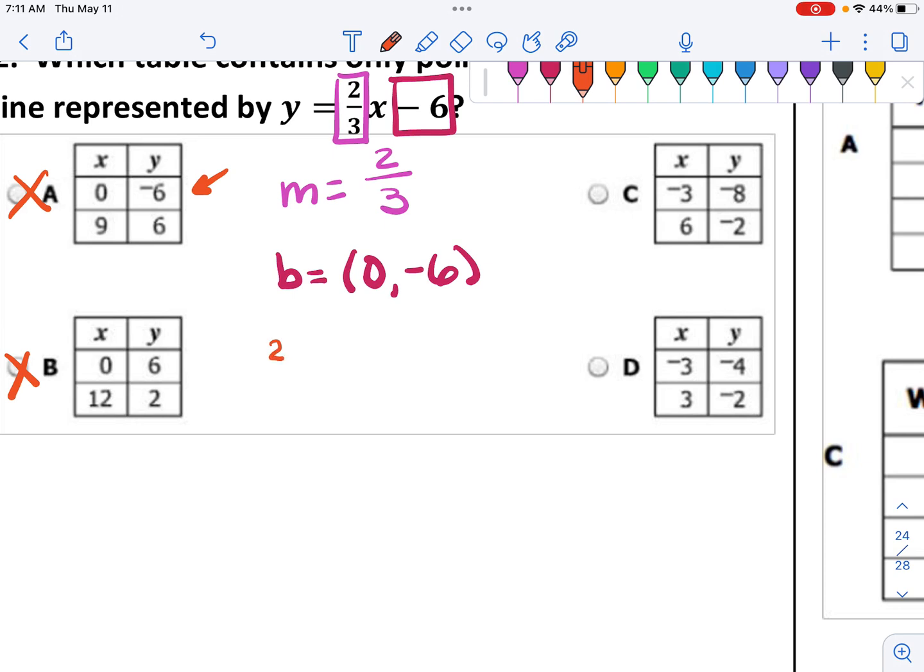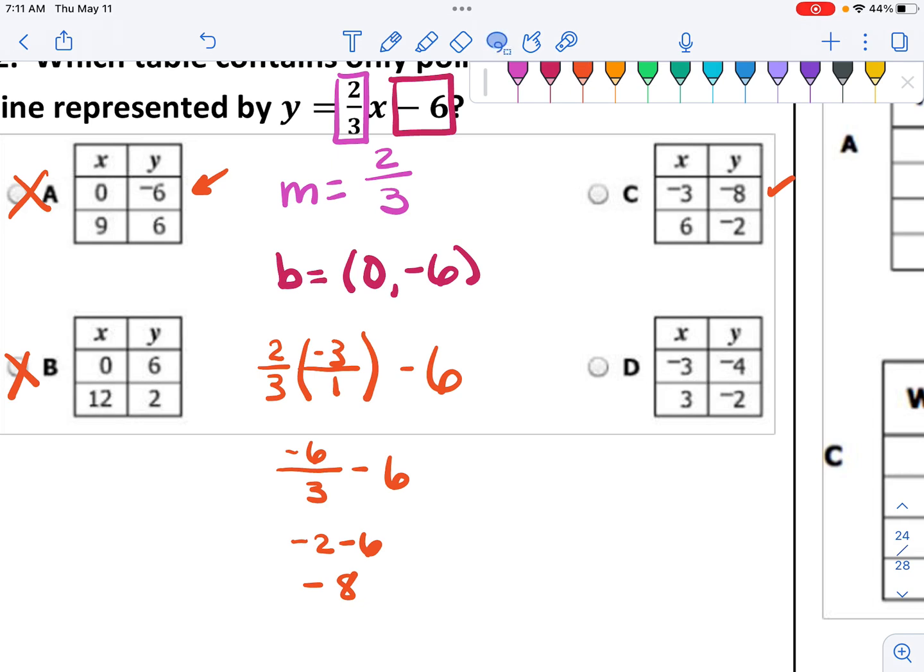So I'm going to plug in a negative 3. So 2/3 times negative 3. Again, I'm putting it over 1, minus 6. 2 times negative 3 gives me negative 6. 3 times 1 gives me 3. Take away 6. Negative 6 divided by 3 gives me negative 2. Minus 6 equals negative 8. Aha, I like that one so far.